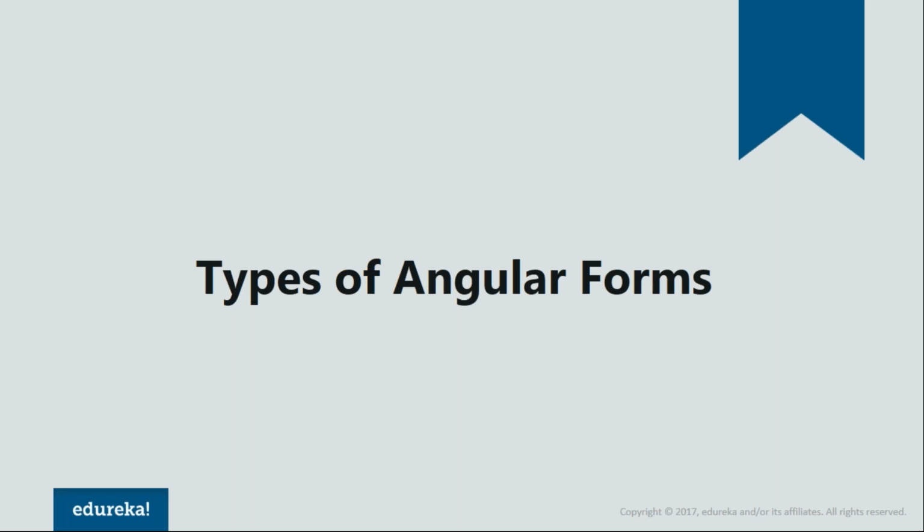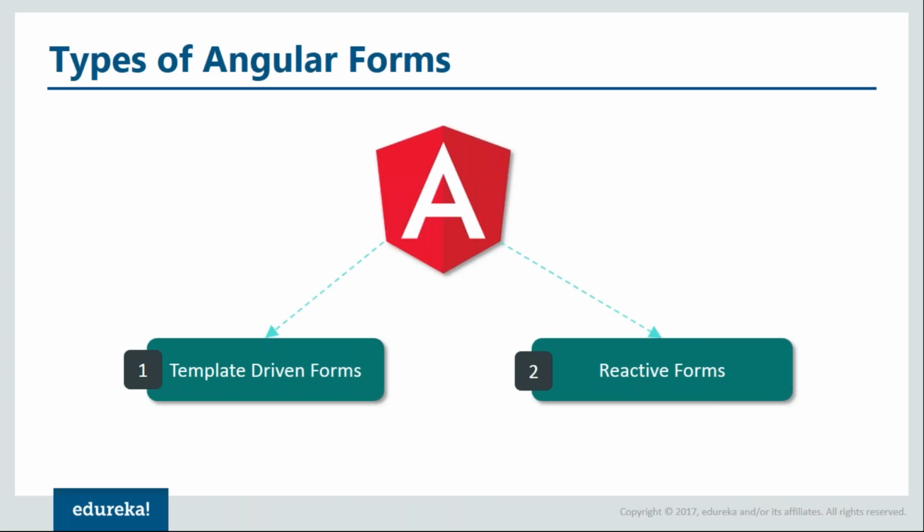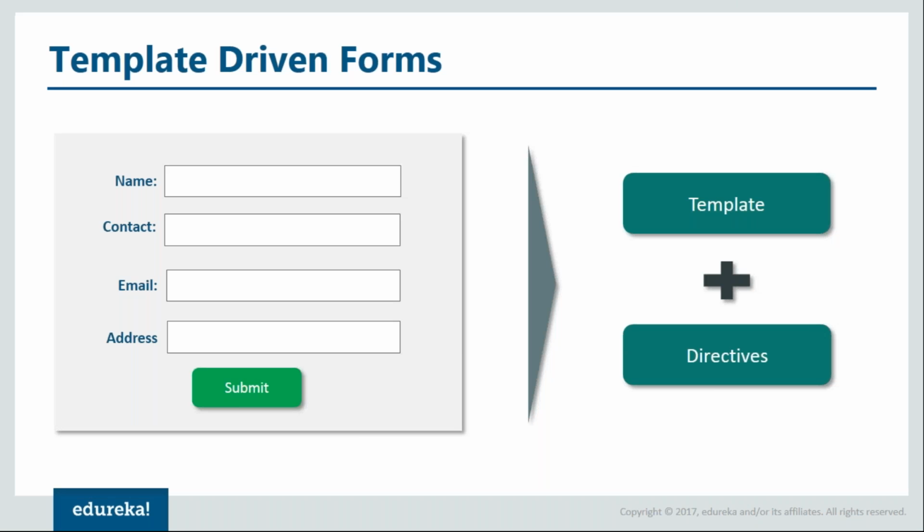So let's go ahead and understand the different ways that Angular provides us to build a form. Basically there are two techniques or two types of forms that Angular provides. The first one is called template-driven forms and the second one is reactive forms. Now in this video, I'll be talking about template-driven forms only. This is the first part of this Angular forms video. In the second part, that is the next video, I'm going to go ahead with reactive forms. So let's get started with template-driven forms.